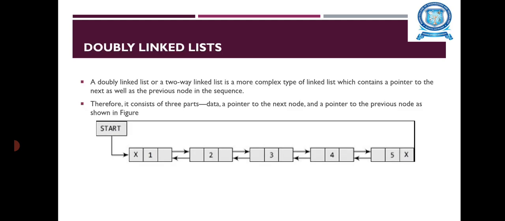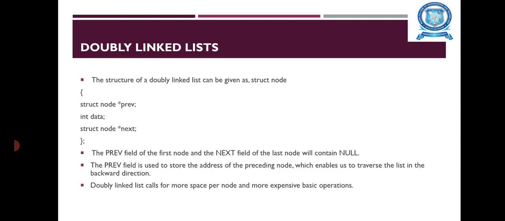A doubly linked list, or two-way linked list, is a more complex type of linked list which contains a pointer to the next as well as a previous node in the sequence. Therefore, it consists of three parts. First one is the data, second one is a pointer to the next node, and then a pointer to the previous node, as shown in the figure. This is a representation of the doubly linked list.